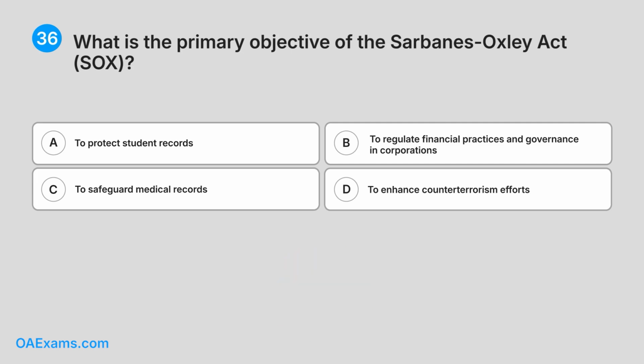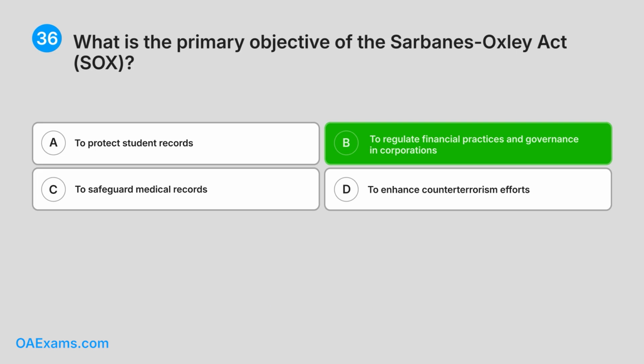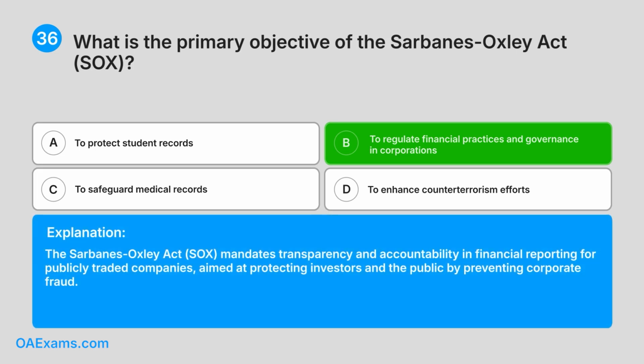Correct answer. B. To regulate financial practices and governance in corporations. Explanation. The Sarbanes-Oxley Act, SOX, mandates transparency and accountability in financial reporting for publicly traded companies, aimed at protecting investors and the public by preventing corporate fraud.